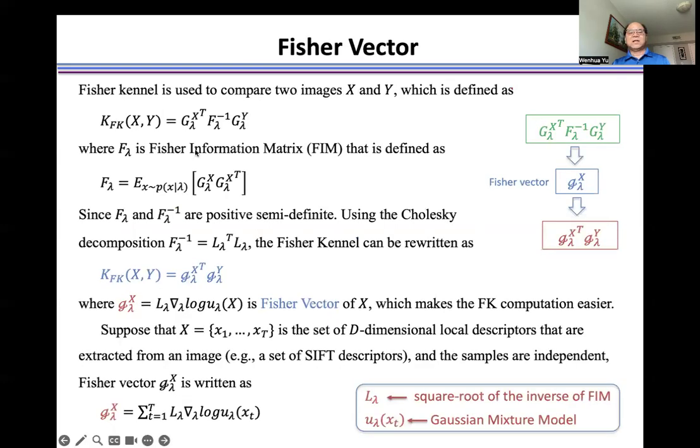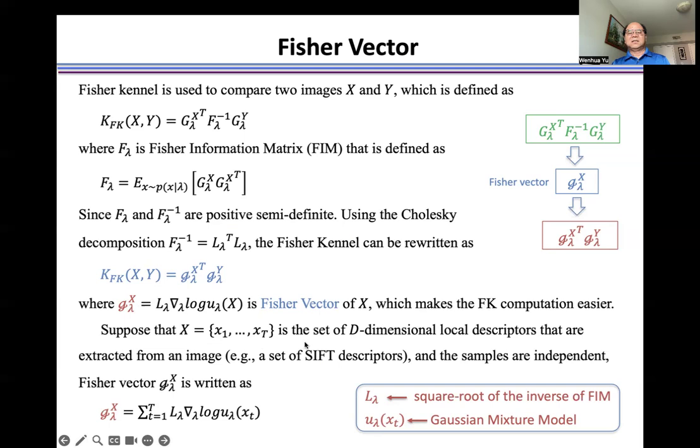The Fisher kernel is used to compare two images X, Y, which is defined as here, where F_lambda is the Fisher information matrix that is defined as an expectation with respect to X. Since F_lambda and its inverse are positive semi-definite, using the Cholesky decomposition, the inverse of F_lambda is equal to L_lambda transpose times L_lambda. The Fisher kernel can be rewritten as here, where G_lambda^X is the Fisher vector of X, which makes the Fisher kernel computation easier.